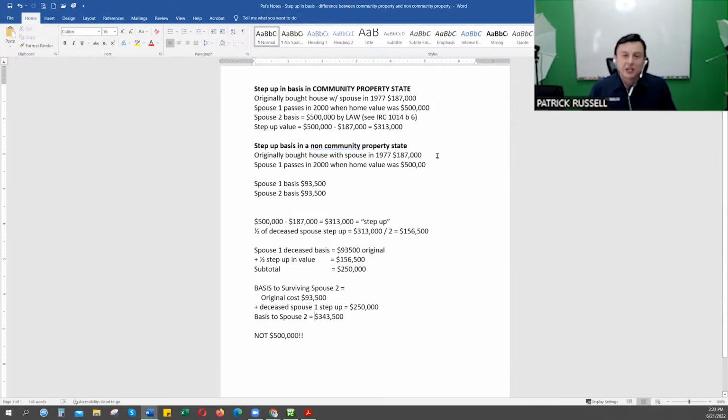But what if you're in a non-community property state? Well, in this case, the tax code treats each spouse as separate owners in the property, to which each must have their own basis worksheet and calculations to maintain. In this case, you're looking at the original cost of $187,000 not being a community basis, but now needed to be split up between both spouses, $93,500 to each.